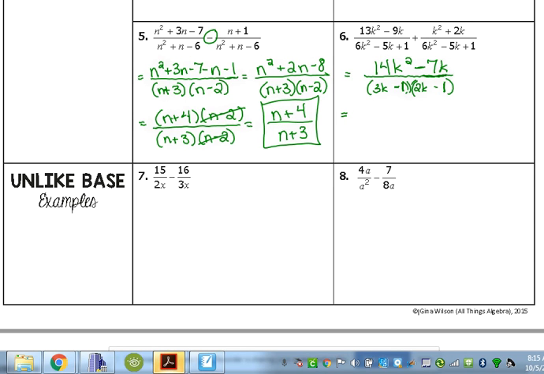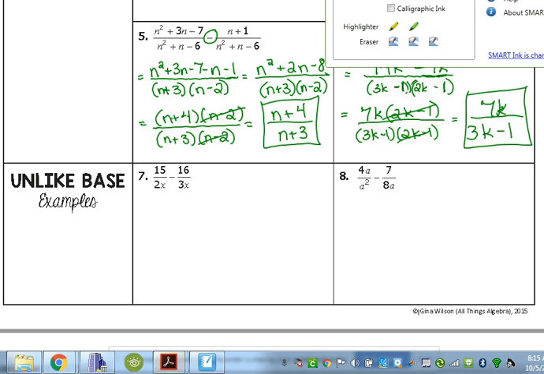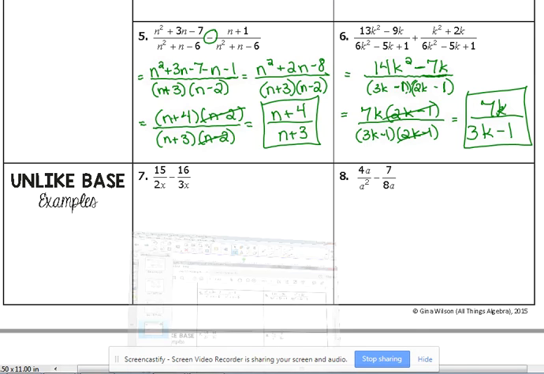What can we take out of the numerator? 7k. We are left with 7 times 2 is 14. K times k is k squared. And we need a minus 1. So the 2k minus 1's cancel. We are left with 7k over 3k minus 1. Easy enough, right? Well, that didn't work.